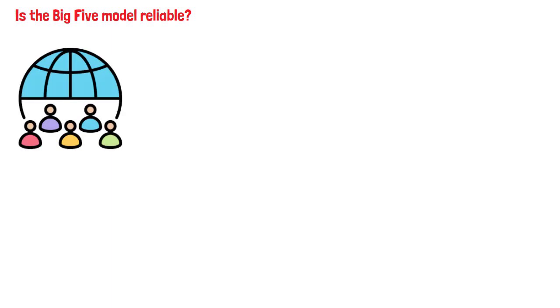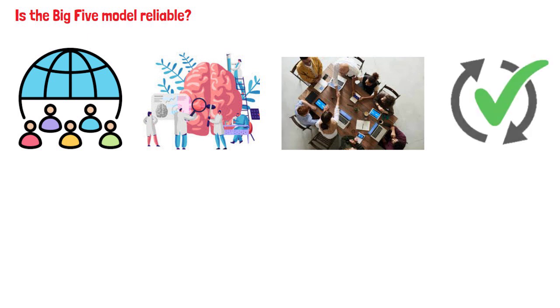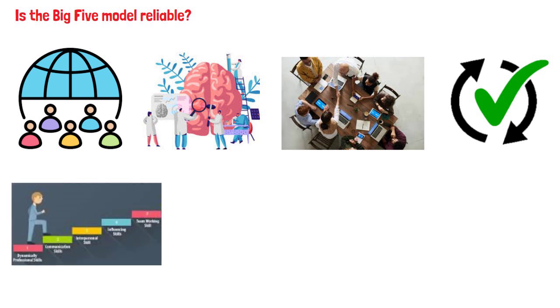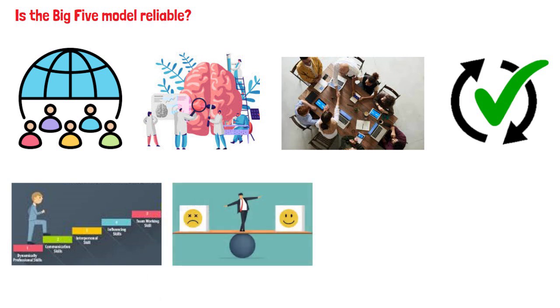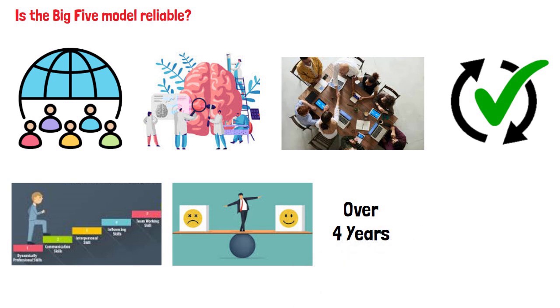Since its development, the Big-5 model has been used widely by researchers, business professionals, and others. This is partly because it's an effective model. While personality can continue to develop over your lifetime, a 2011 study suggests that the Big-5 personality traits are, in general, mostly stable over a 4-year period once you reach adulthood. Any changes that do happen are usually small and gradual.